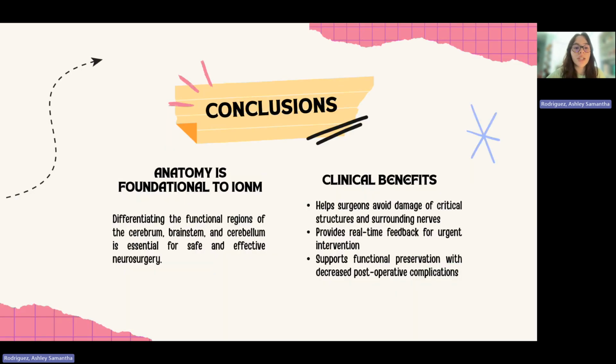So some general conclusions are that anatomy is foundational to IONM. Differentiating the functional regions of the cerebrum, the brainstem, and cerebellum is essential for safe and effective neurosurgery. Combining the knowledge of anatomy with IONM, our clinical benefits are that it helps surgeons avoid damage of critical structures and surrounding nerves. It provides real-time feedback for urgent intervention, and it supports functional preservation with decreased postoperative complications.